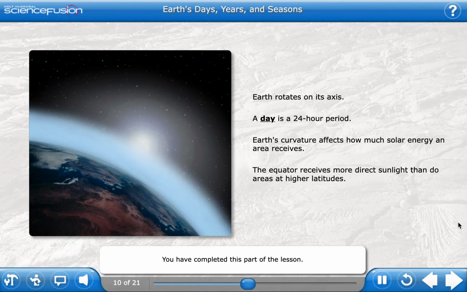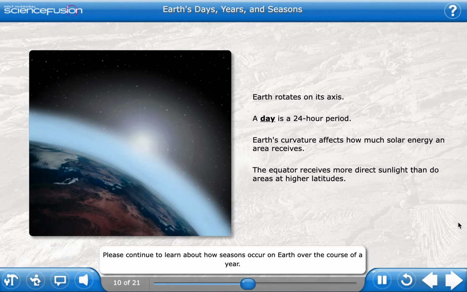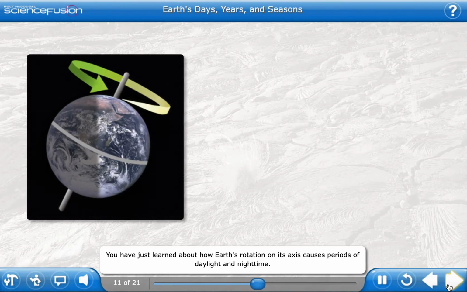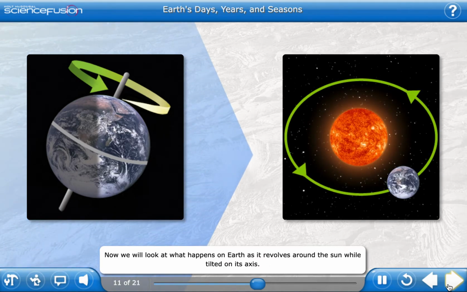You have completed this part of the lesson. Please continue to learn about how seasons occur on Earth over the course of a year. You have just learned about how Earth's rotation on its axis causes periods of daylight and nighttime. Now we will look at what happens on Earth as it revolves around the sun while tilted on its axis.